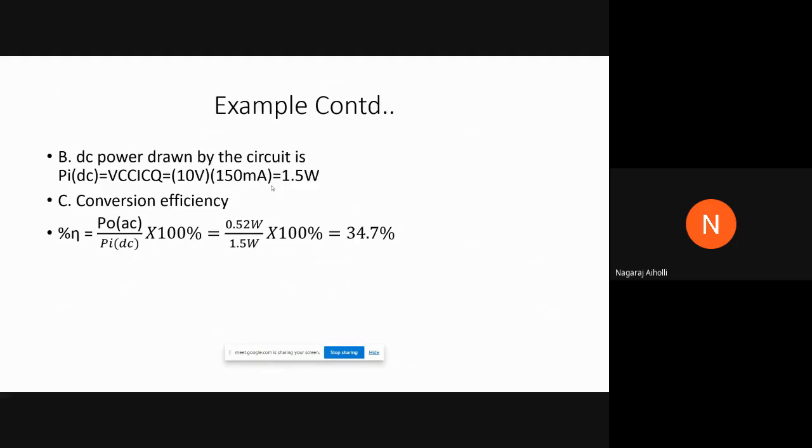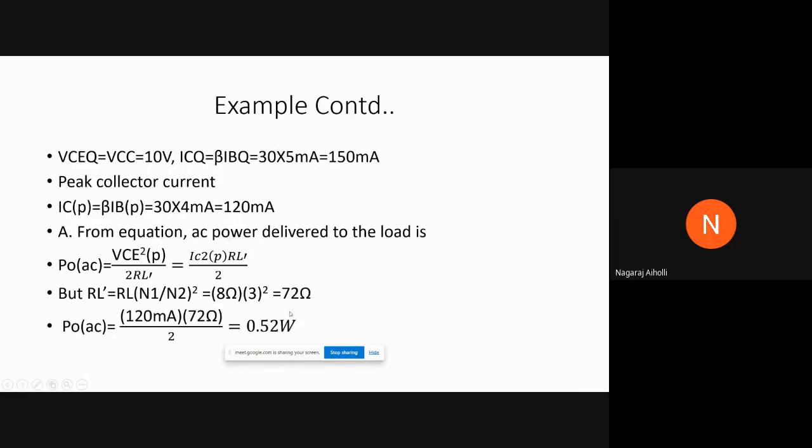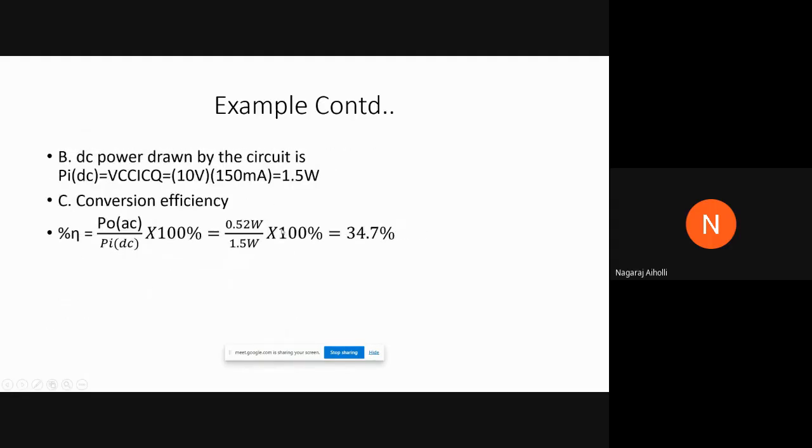P naught AC is how much we have calculated? It is 0.52 watt. That divided by Pi DC, which is 1.5 watt, into 100%. If we simplify this, then it will come out to 34.7%. Sorry, 34.7% is the value of conversion efficiency. So this is how we are calculating the values of the AC power delivered to the load, DC power drawn by the circuit, and the conversion efficiency.